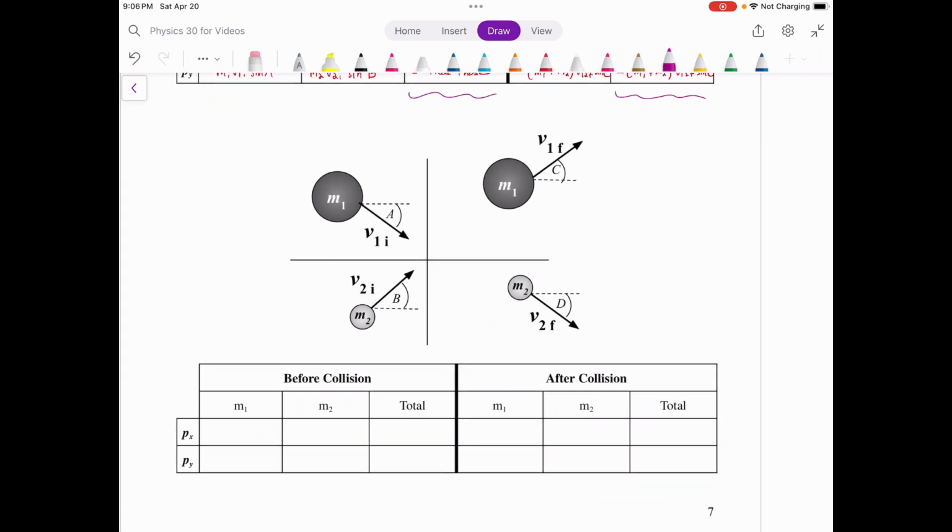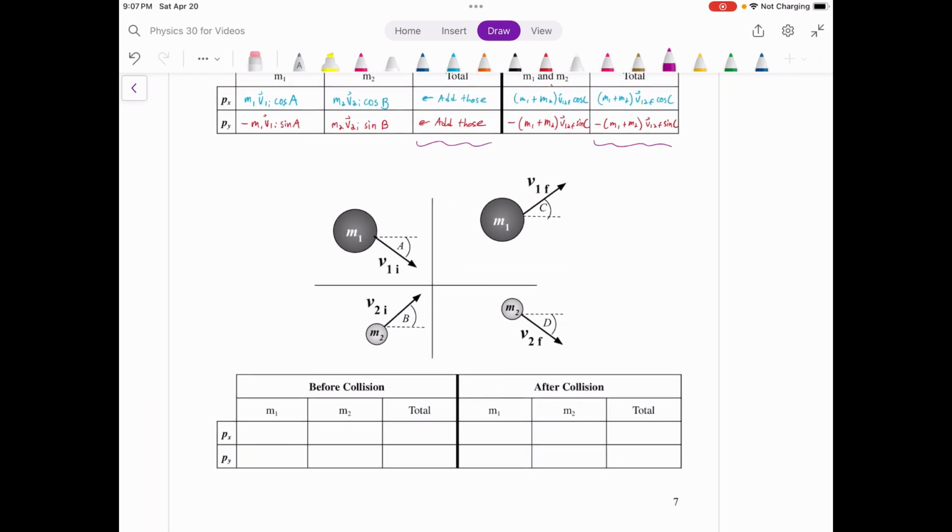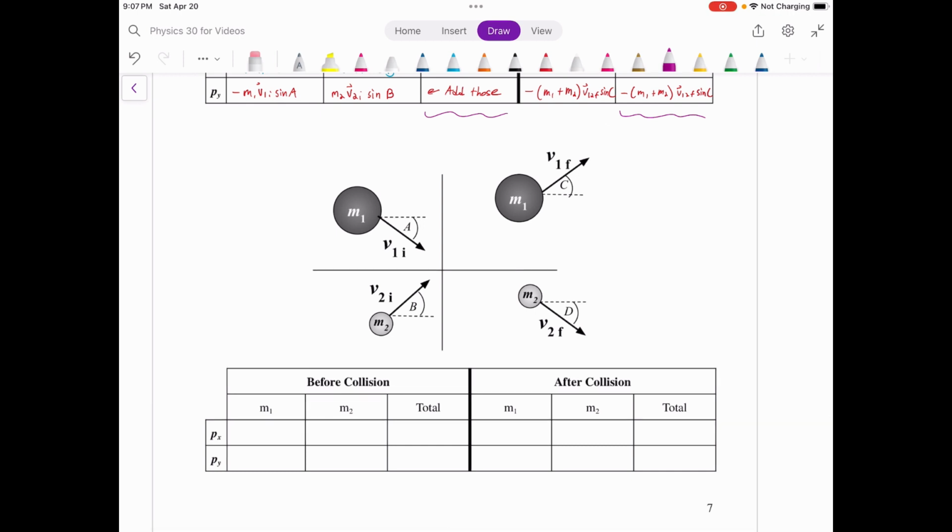So this is about the longest type you can get, where you have two things before and two things after, and both of them have components in both axes, both before and after, right? So it's not necessarily harder. It's the same stuff. It's just more of the same stuff. But it's not any more difficult. You just have to do more of it.